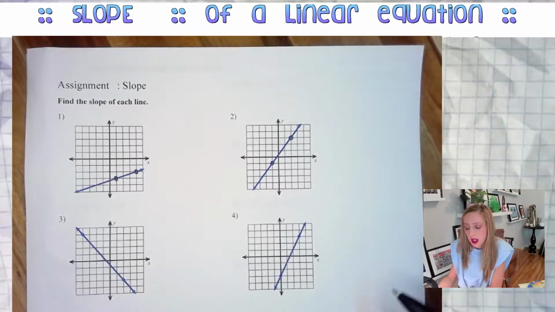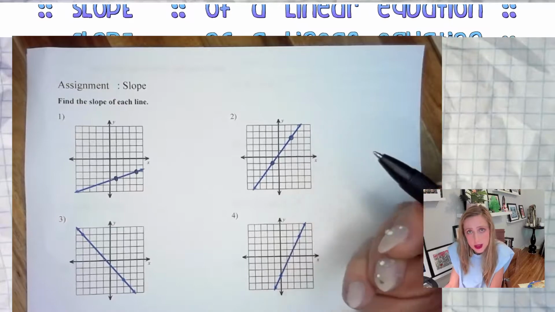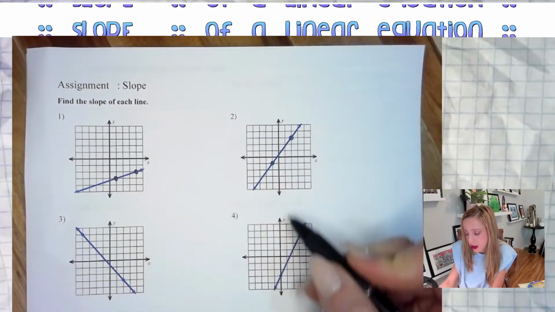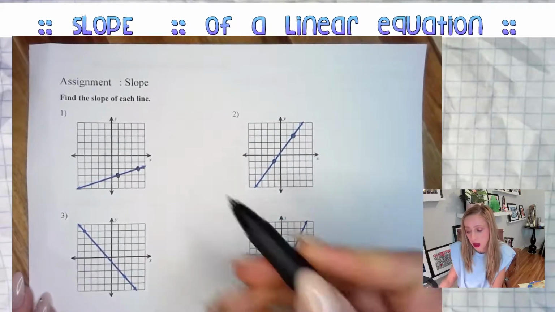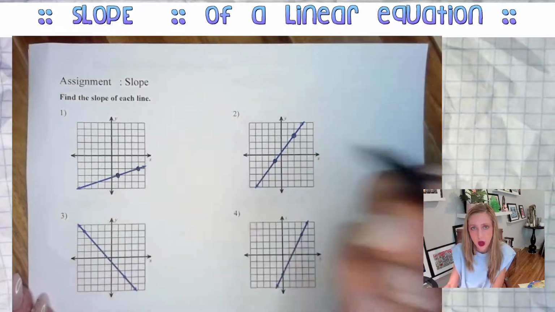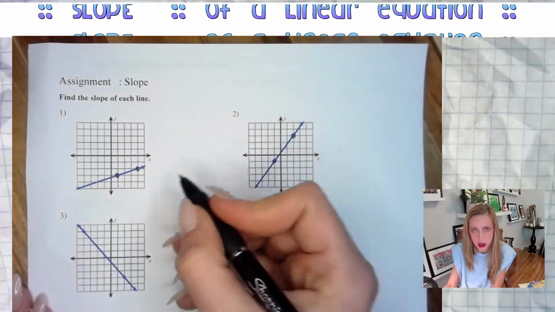Hi everybody. This video is if you needed help with the assignment that goes with the slope lesson video. You need to do numbers 1 through 8 where you're going to find the slope of each line from a graph. On number 1, I'm going to help you get started and I'm going to do this one the way I did example 1.